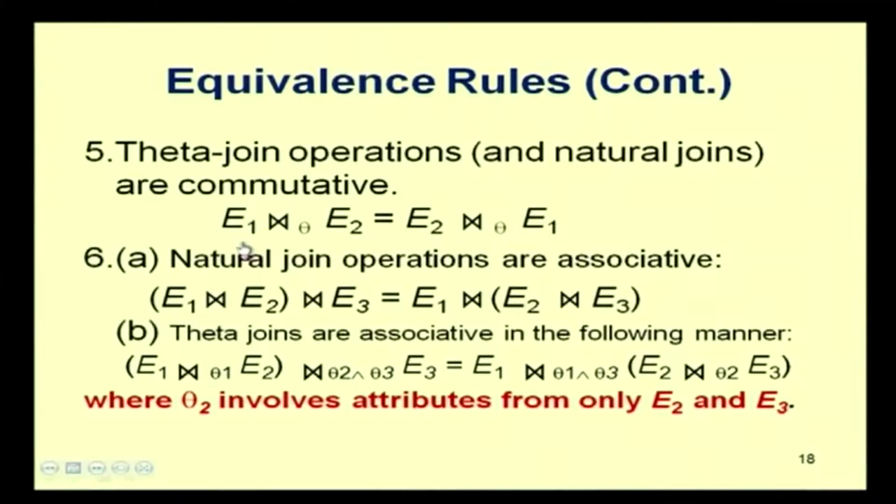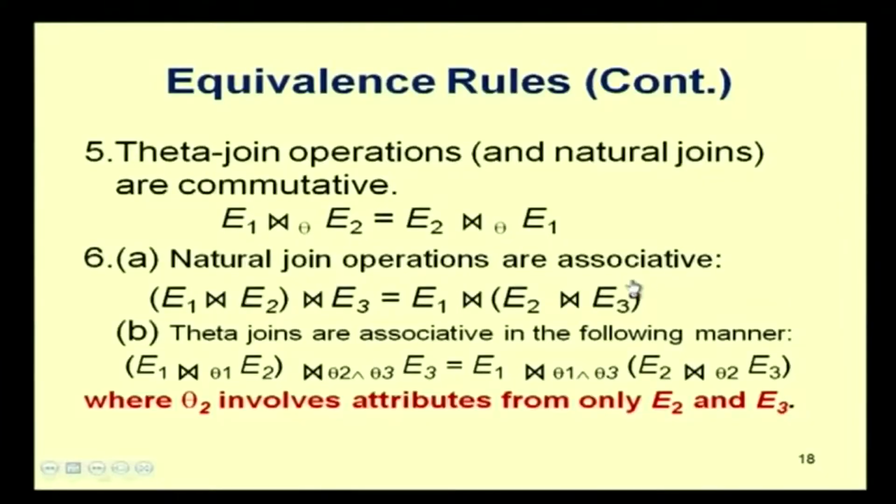Now, you have theta join. Theta joins you can do in any order, so the smaller one and the larger number of tuples and so on. Natural join operations are also associative, similar to theta join. Theta joins are associative in the following manner. If you have E1 theta join E2 with theta 1, and then theta join with E3 on theta 2 and theta 3, you can write this as E1 theta 1 and theta 3 like this.